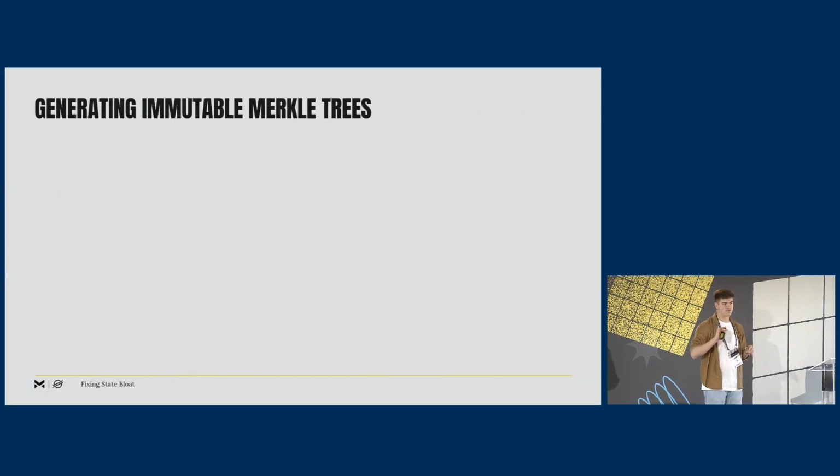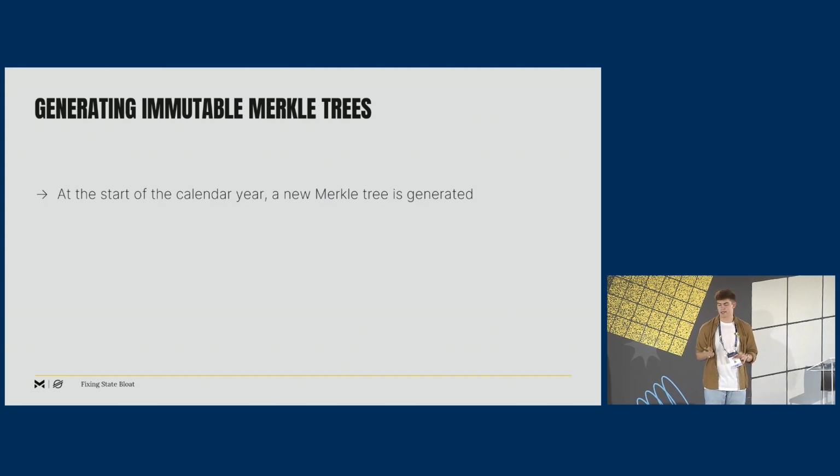So how do we actually break our ESS from one big Merkle tree into a couple of small ones? We're actually going to move the Merkle tree, at least part of it, into the validators. How this is going to work is at the start of every calendar year, the validators are going to generate a new empty Merkle tree that they store locally on disk.